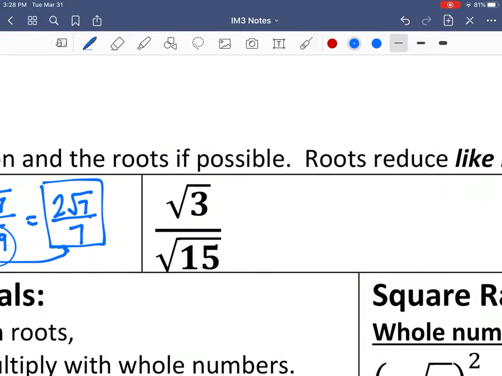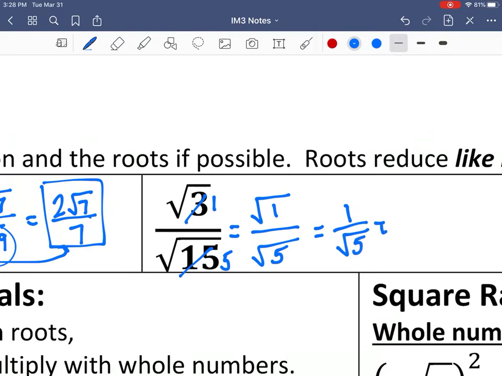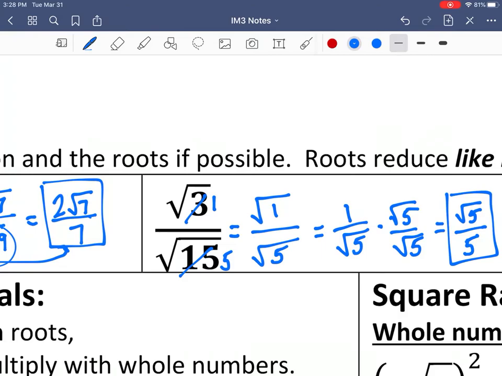If I looked at root 3 over root 15, I can reduce that one first. I can call that root of 3 over 15, since they're both under radicals, you can reduce it to 1 over 5. Square root of 1 over the square root of 5. Well, what is the square root of 1? Square root of 1 is just 1, so 1 over root 5, and then you would multiply by root 5 over root 5, and that gives you 1 root 5 on top, and on the bottom, root 25, which ends up equaling 5. That would be your simplified form.